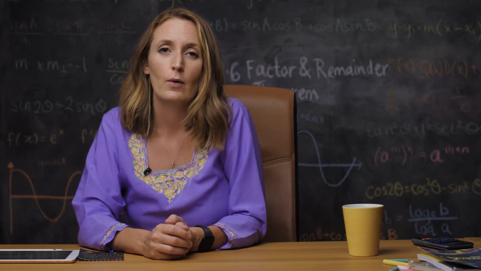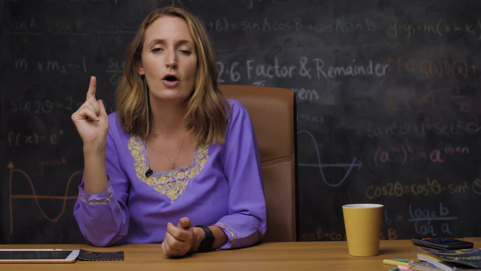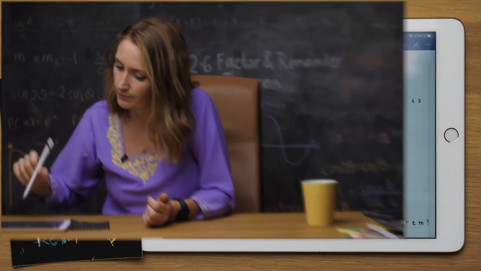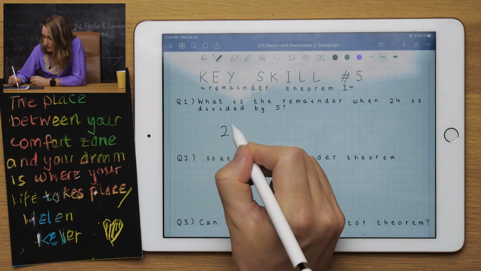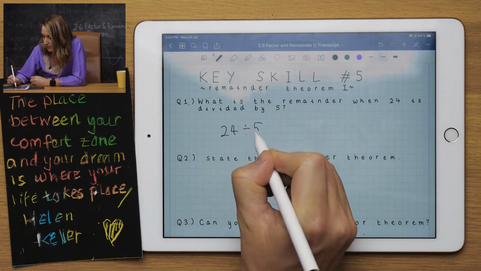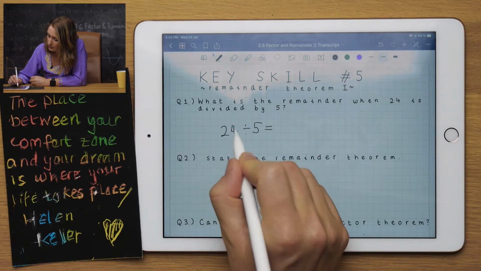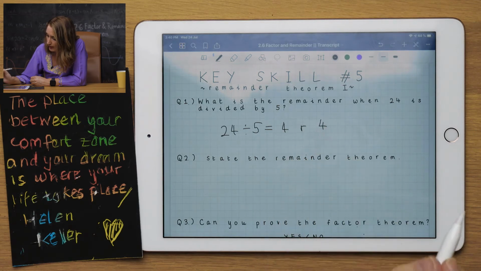Before we get into that, in question 1, we're going to revise some key vocabulary. That's going to be dividend, divisor, quotient, and remainder. So what is the remainder when 24 is divided by 5? 24 is the dividend, divided by 5, the divisor. And the answer is 5 goes into 24 4 times, and it leaves over 4, okay?